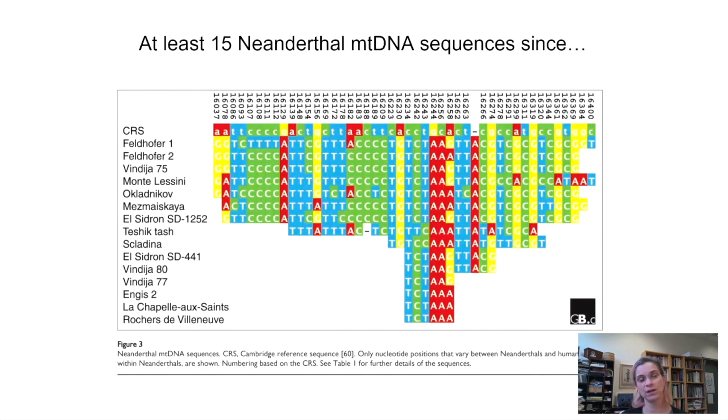So all the different specimens are below the Cambridge reference sequence. So you have humans, and then all of the other ones below that are Neanderthals. And draw your eye to the pattern of the colors, because that's showing you that there really is a Neanderthal cluster of these base pair sequences, and it's distinct from humans. So there is this mitochondrial DNA clade of Neanderthals, and the more and more Neanderthals that were sequenced, the more and more this became evident.